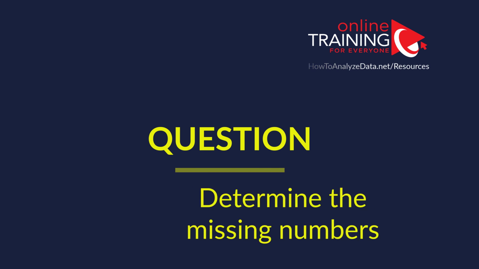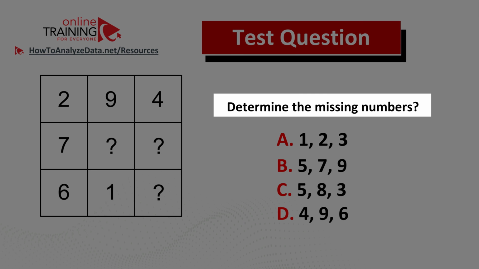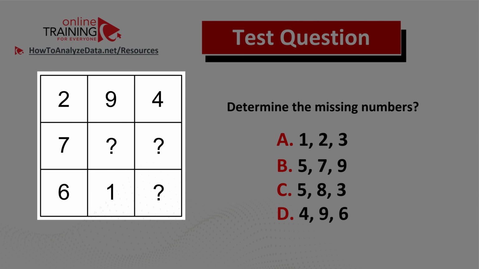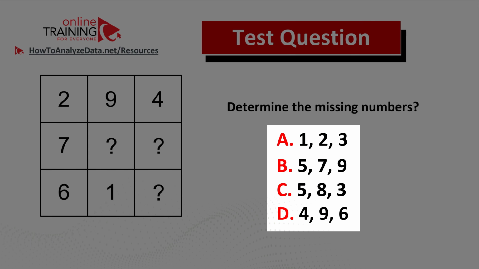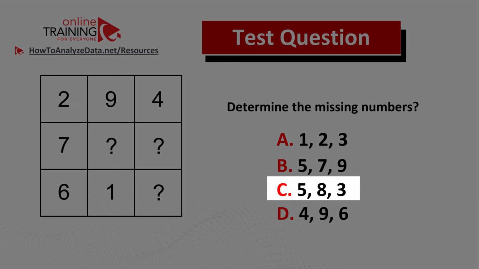Here's the tricky question from the real test, but somehow I have a feeling that you might come up with the answer. Determine the missing numbers, and you have a square which has 9 numbers, and 3 out of 9 numbers are missing. And you have 4 different choices. Choice A, 1, 2, 3. Choice B, 5, 7, 9. Choice C, 5, 8, 3. And choice D, 4, 9, and 6.